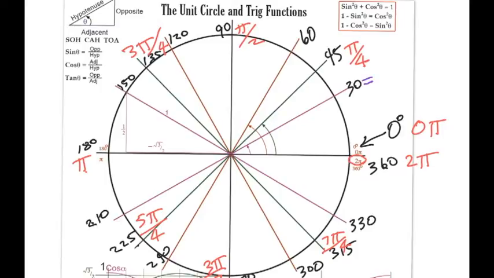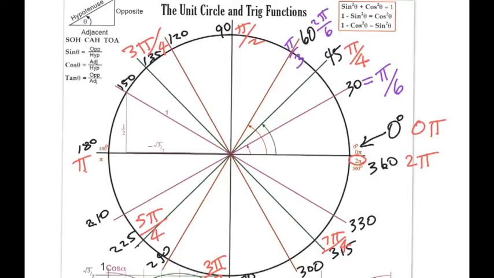So 30 degrees is actually equal to pi over 6. It is 1/6 of the way to 1 pi. 60 degrees then would be 2 pi over 6, but we shorten that and reduce that fraction and get pi over 3. So 60 degrees is 1/3 of the way. 90 then would be 3/6 of pi, which reduces to 1/2 or pi over 2.